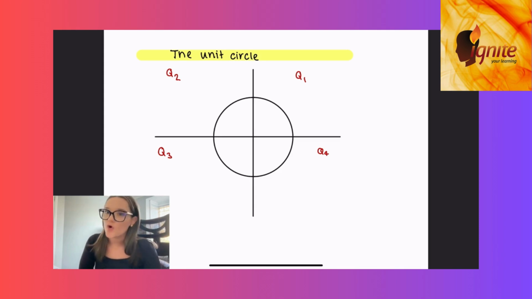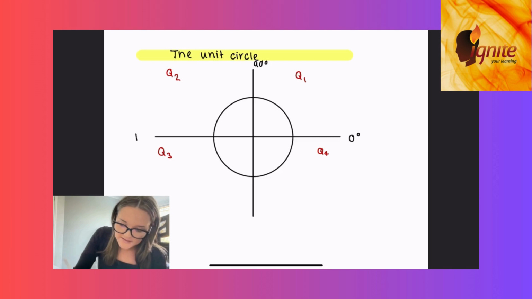It's a circle with all measurements of 1, so the radius of our circle is going to be 1. And then we have it split up into 4 different quadrants. So we have quadrant 1, quadrant 2, quadrant 3, and quadrant 4, all going anti-clockwise from the start there. So this angle here would be 0 degrees, then we go up to 90, 180, and then 270 degrees, all the way back to 360, back where we started.